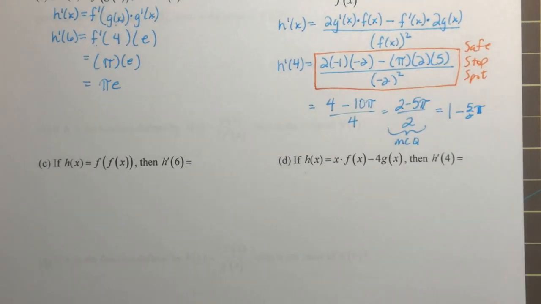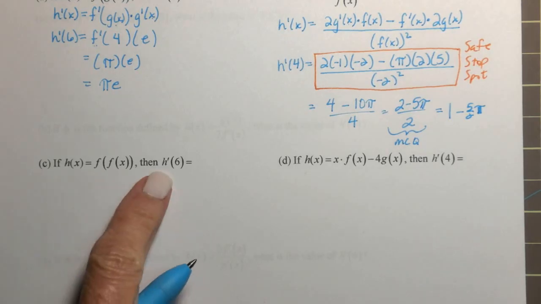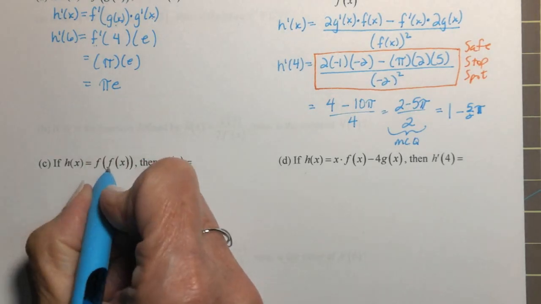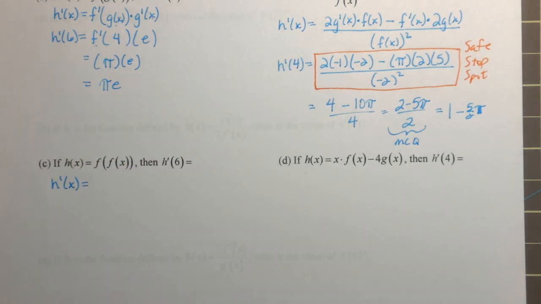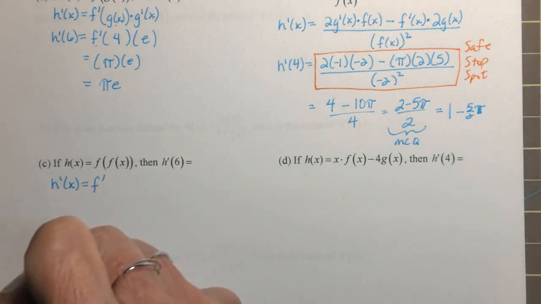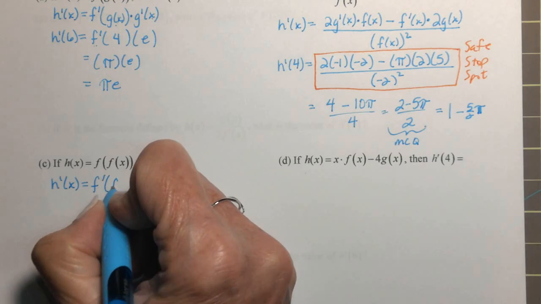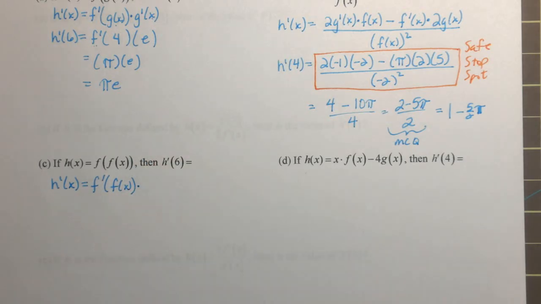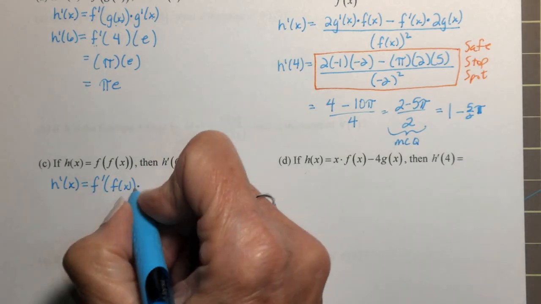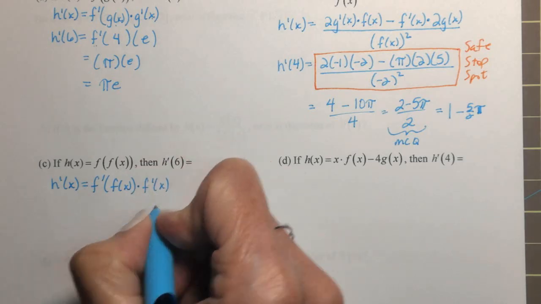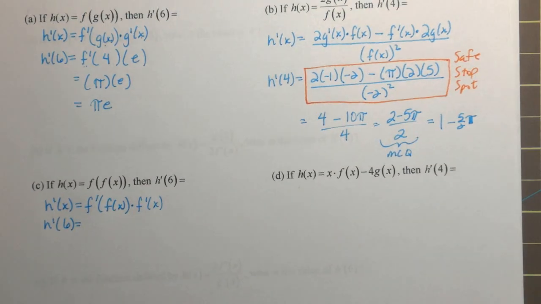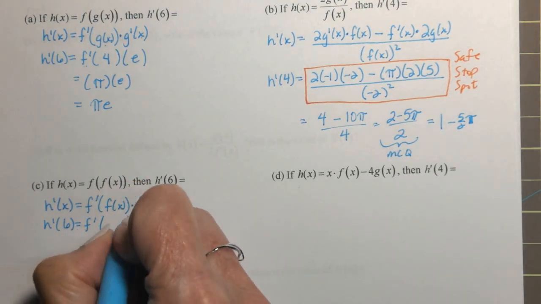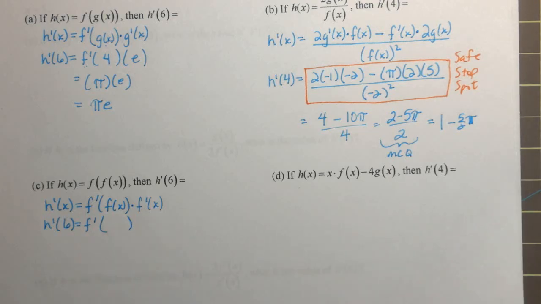Alrighty, next up, part C. Find h prime of 6. Got to use the chain rule. Usually after today, kids know the chain rule pretty good when it comes to function notation in here. Start on the outside, take the derivative, leave your argument alone, and then multiply by the derivative of your argument. And now we're going to plug in 6 for x. Okay, so I need f of 6.